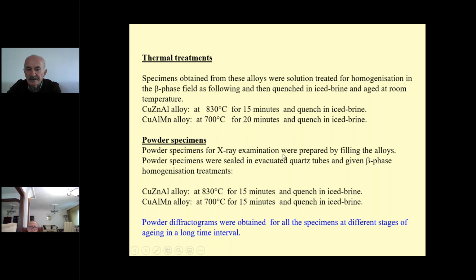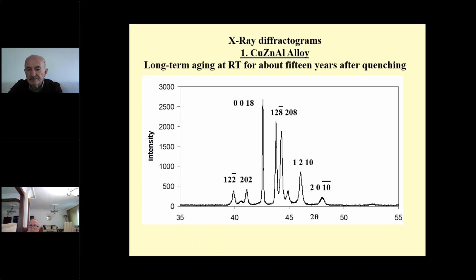Powder specimens for X-ray examination were prepared by filing the alloy samples, and the powder specimens were sealed in evacuated quartz tubes and given the beta phase homogenization treatment in order to release the strain effect and other effects. These temperatures are also the same, and the homogenization time was 15 minutes. Powder diffractograms were obtained for all the specimens at different stages of aging over a long time interval.